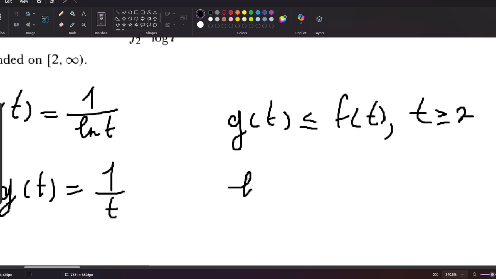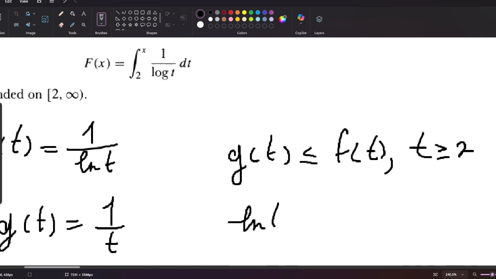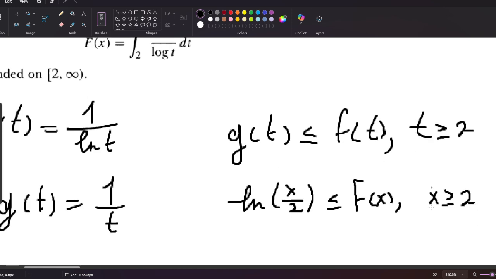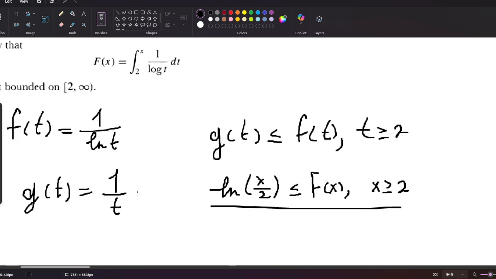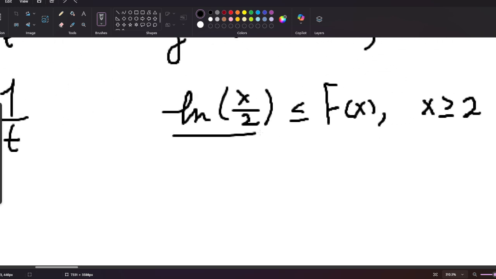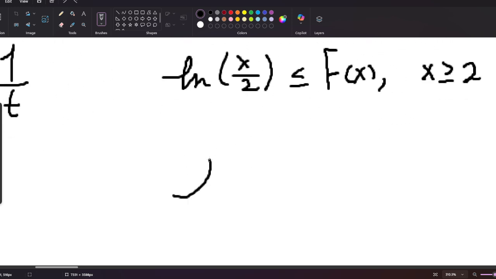We're gonna get natural logarithm of x over 2 less than or equal to F capital of x, for x greater than or equal to 2. This is true according to the comparison theorem. Now we just need to show that natural logarithm of x over 2 is unbounded.